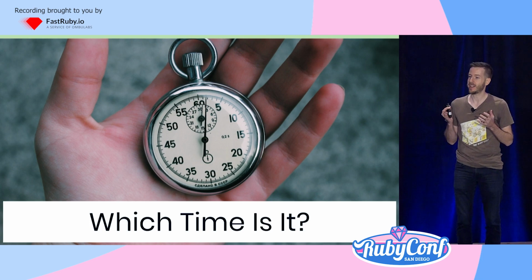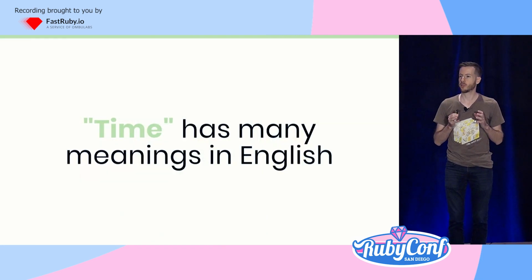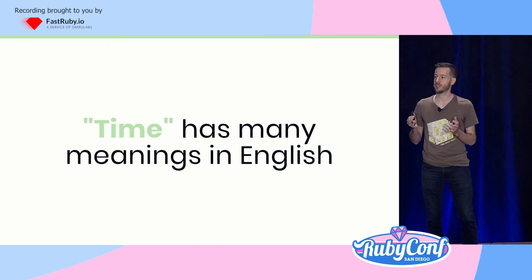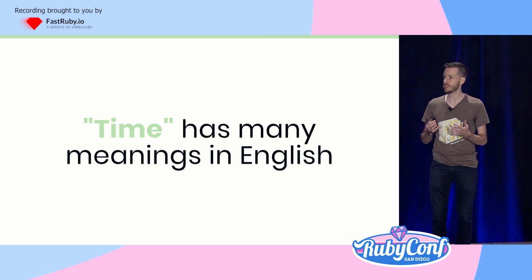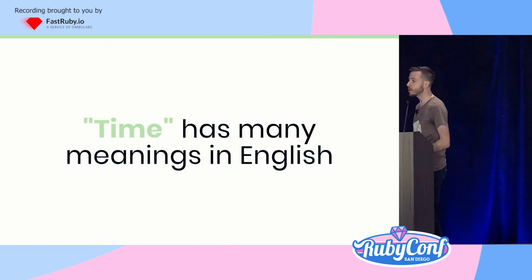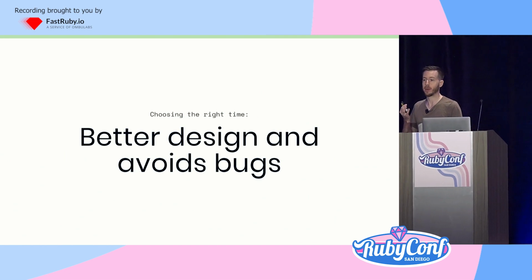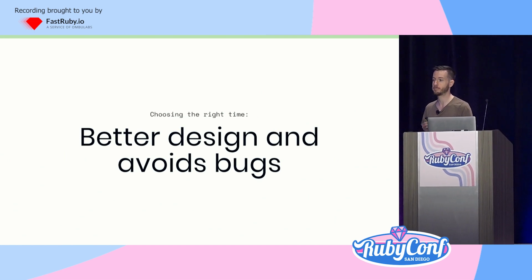Now, time has a variety of meanings in English. We use that term to refer to multiple different quantities that are similar and related, but also distinct. And choosing the right one for our code helps us have better designs and helps us to avoid bugs.